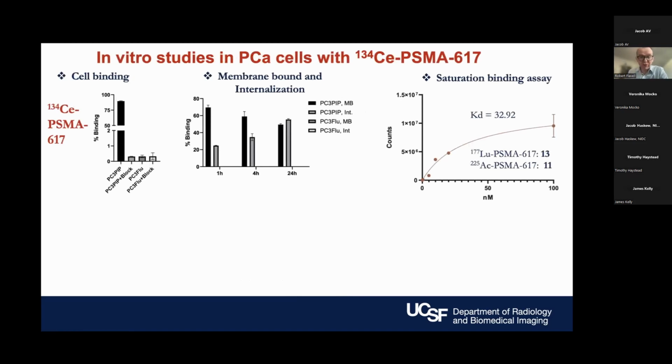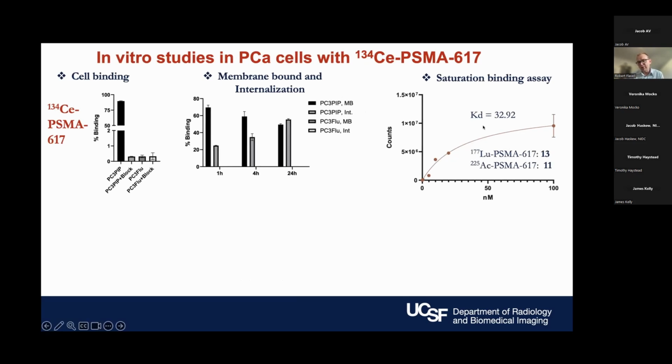We did some in vitro studies. We used the PC3 PIP model, which overexpresses PSMA, and compared it against the PC3 flu, which is a non-PSMA expressing cell line. As expected, the cerium PSMA 617 had good binding to the PC3 PIP cell line, but not in controls. And then over time, we saw gradual accumulation and internalization of the Cerium-134 PSMA 617.